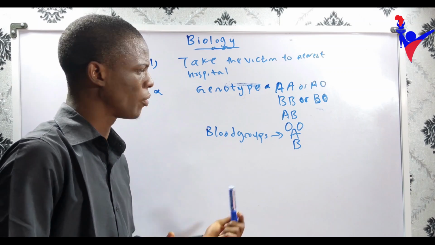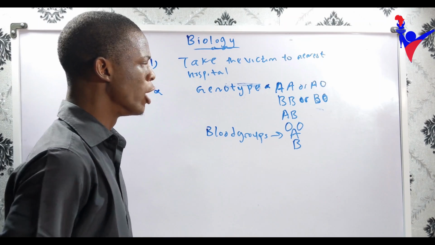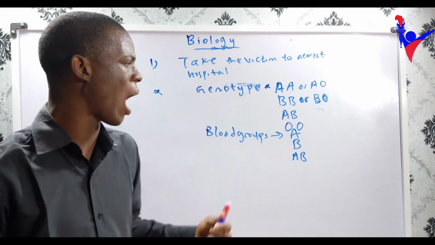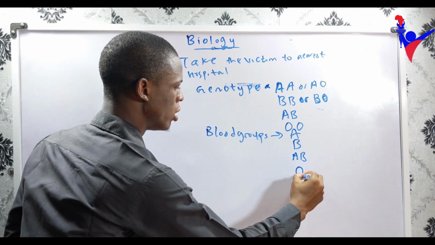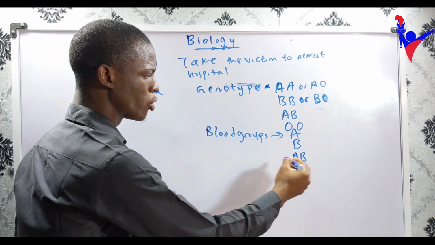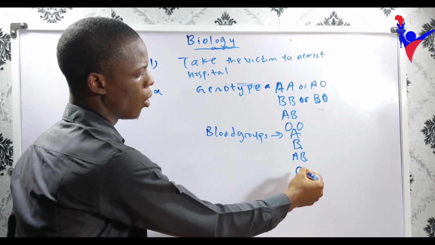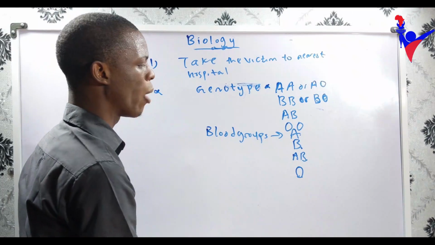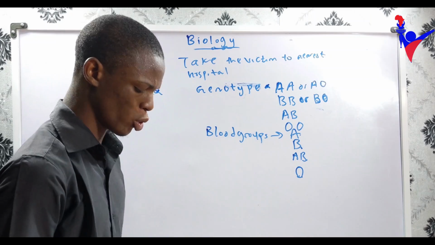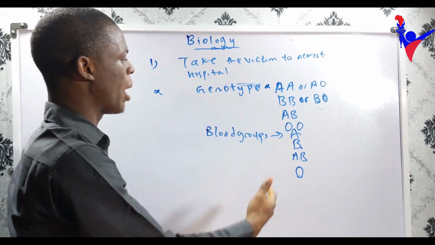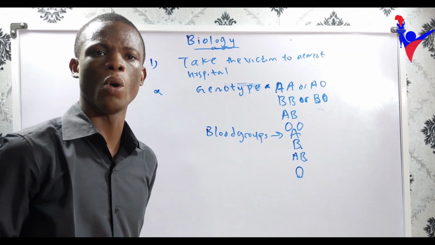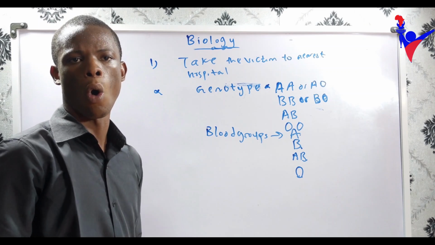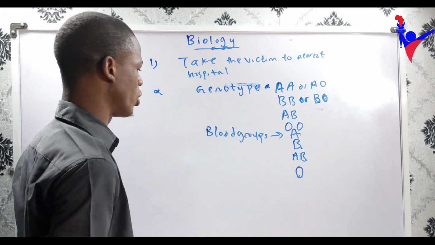You will learn much more about this term when we start the class fully. So A and B are codominant. We have the blood group AB, and we also have O. So we have A, B, AB, and O. After the genotype has been determined and we know the blood group, a successful transfusion of blood can now occur. Why is this necessary?